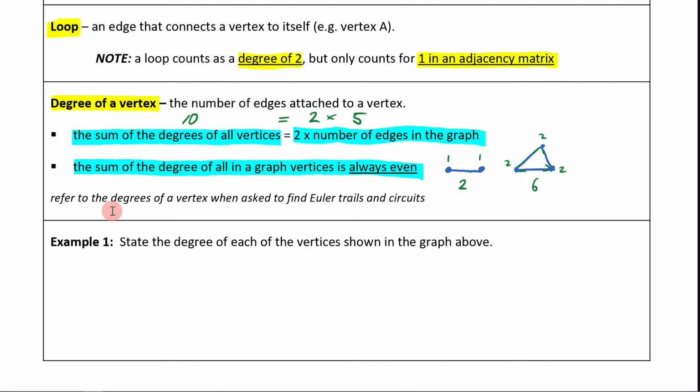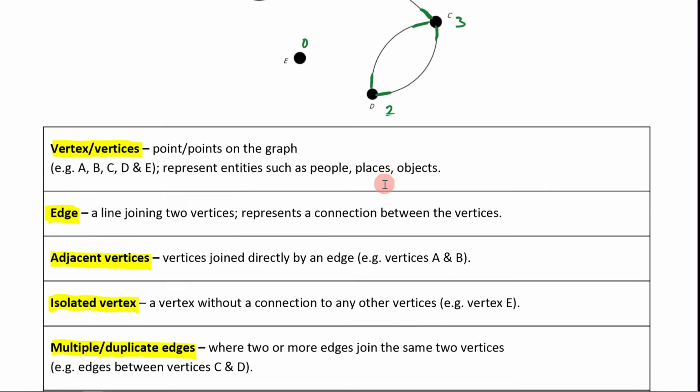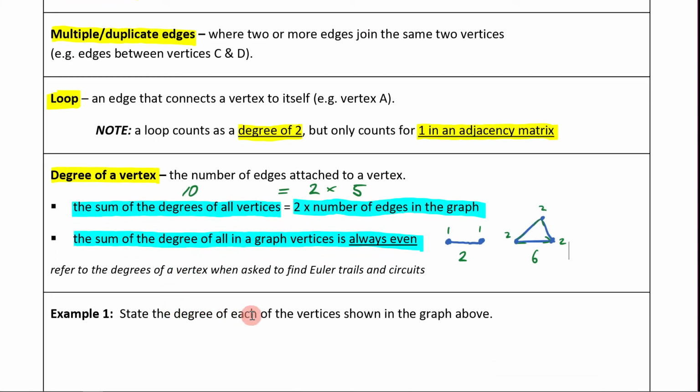It also says here, refer to the degrees of a vertex when asked to find Euler's trails and circuits. We'll see that later on. Example 1: state the degree of each of the vertices shown in the graph above. We've already done that. Up here, we drew it all in. We showed the degree of each vertex shown in the graph above, and we also proved these statements to ourselves.